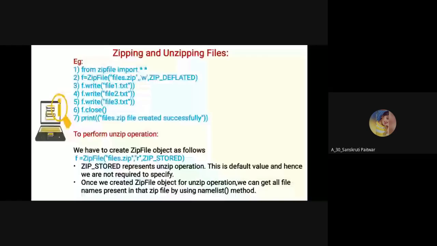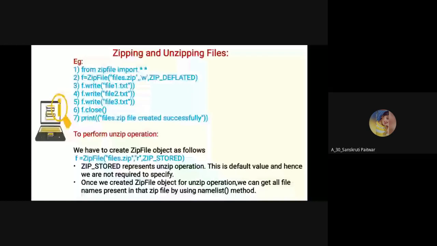Second, to perform the unzip operation, we have to create a ZipFile object as follows. Here the syntax will be the same, just the constant will change. f = ZipFile files.zip. This file must be present previously because you are opening the file in read mode, and the constant ZIP_STORED. So the meaning of ZIP_STORED: you are opening the file in read mode or for a read operation.